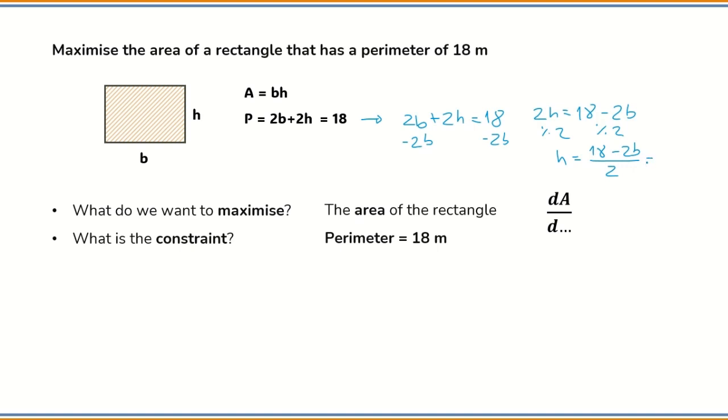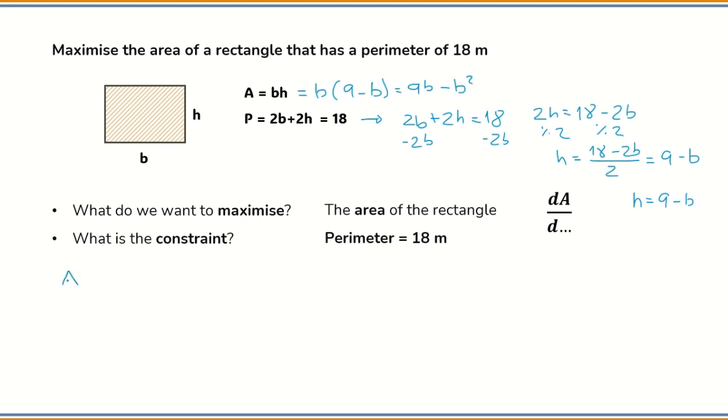And simplifying, this is 18 over 2, 9, minus 2 over 2, 1, which is b. So h equals 9 minus b. Now I can substitute h in the formula of the area. This equals b times h, which is 9 minus b. This equals 9b minus b squared.